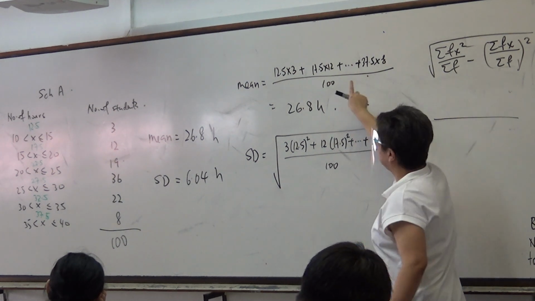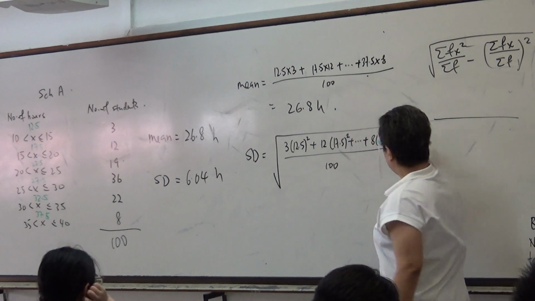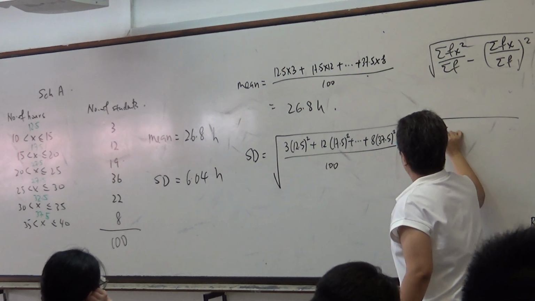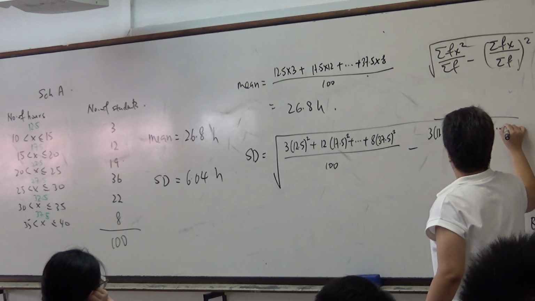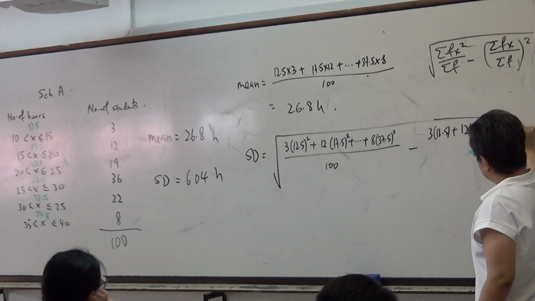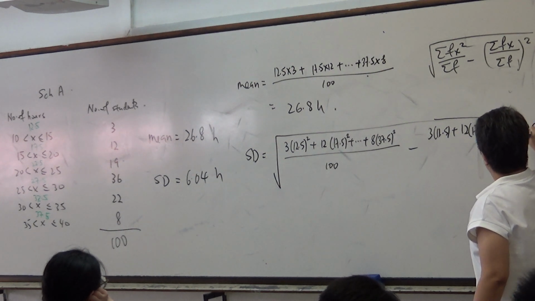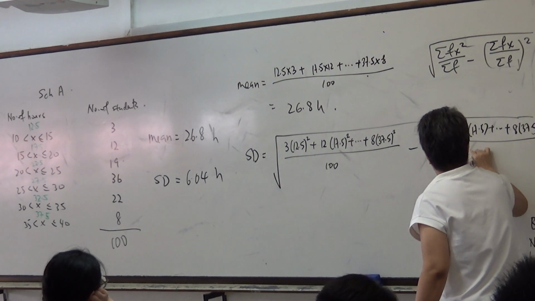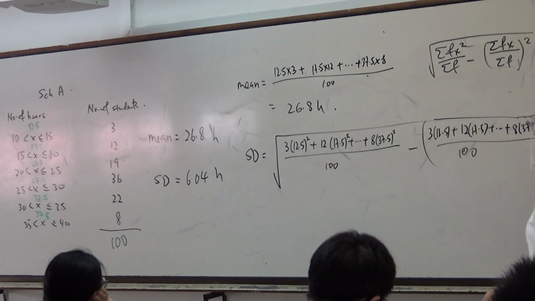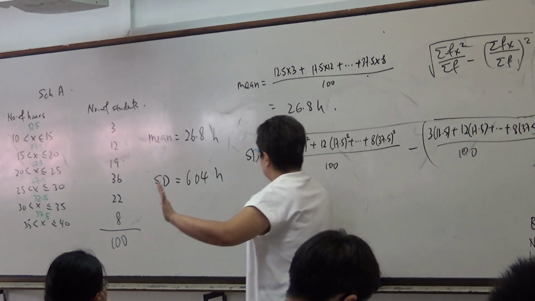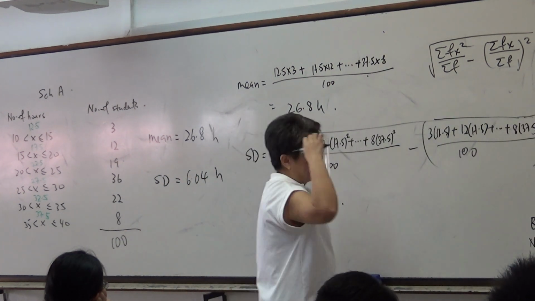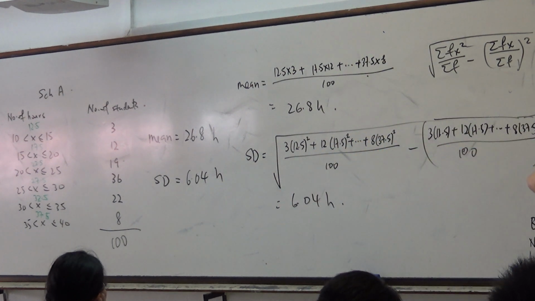Remember I said this one is actually this one? Correct? So it's actually 3 times 12.5 plus 12 times 17.5 plus 8 times 37.5 over 100. But this time now what do you do? You square the whole thing. Okay? Then you get 6.04 hours. What's the problem then? For the mean, I just write 26.8, then the entire thing square.